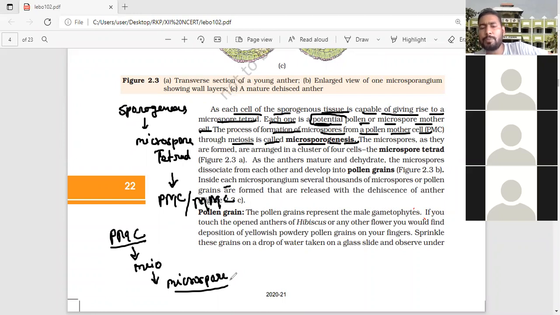Remaining things we will talk about in the next class. That means the structure of the pollen grain, monocolpate, bicolpate, and different things we will discuss in the next class.